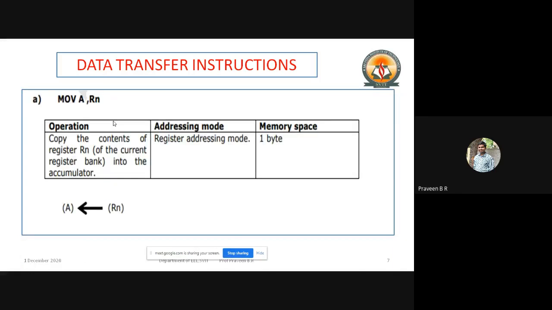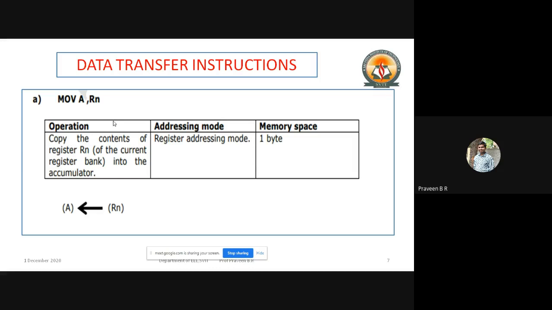Coming to the first data transfer instruction, that is the move instruction. Whenever I say MOV A comma Rn, n indicates the registers that are there in the 8051 microcontroller. We have totally 8 registers, so n can be from 0 to 7. So it can be R0 register, R1 register, R2 register, R3 register, R4 register, R5 register, R6 or R7 register.